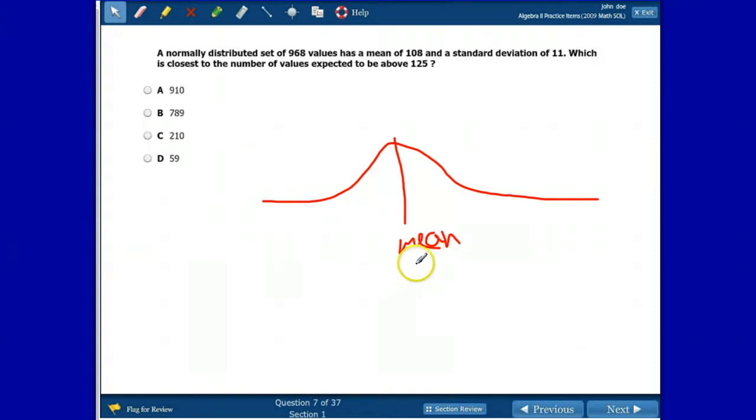Alright, so this is my mean, and it says that's 108. And my standard deviation is 11. So what I'm going to do is kind of add 11, so I figure out where the number I'm looking for is. I'm looking for 125, so 125 is kind of in here somewhere. Alright, so I'm interested in all of this, and the reason is because I'm looking for above. So I'm interested in this.